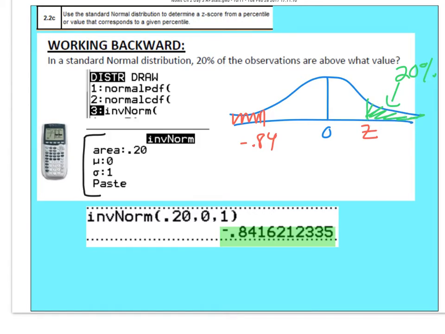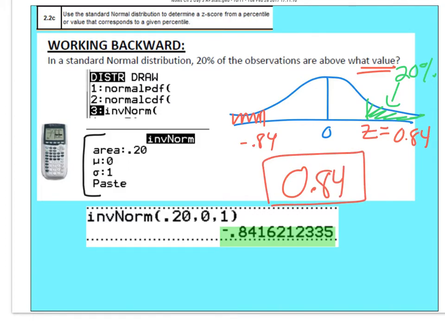This is a perfectly symmetric curve, so what I know is this value is a reflection of this. Therefore, this z-score on the right-hand side is not going to be negative, but it's the positive 0.84. So what's the value that we're looking at? It is positive 0.84.